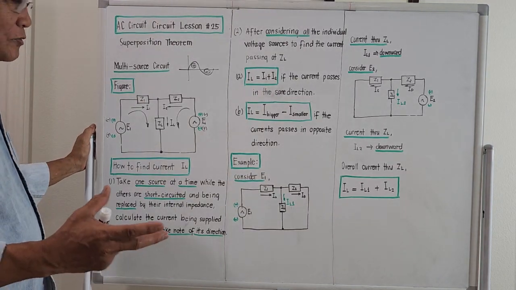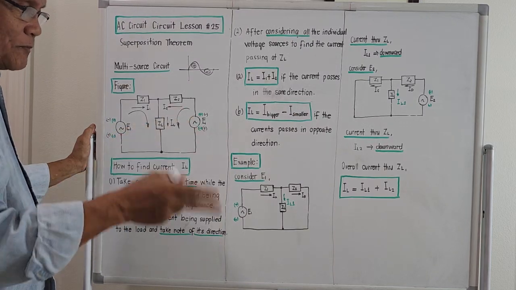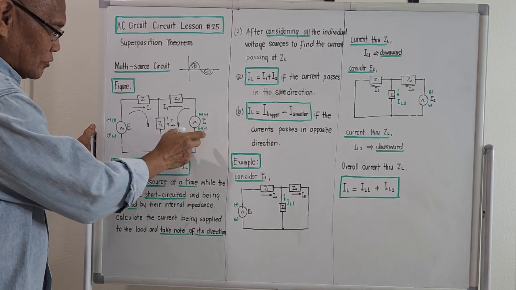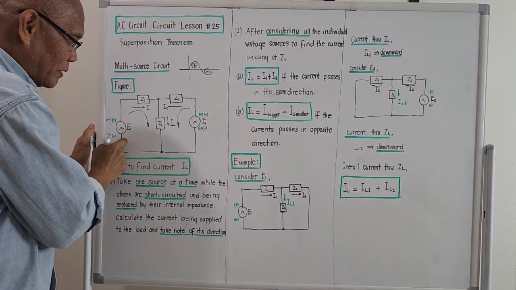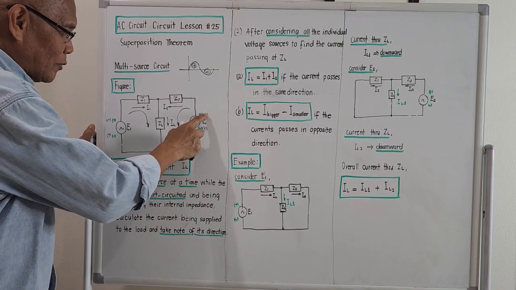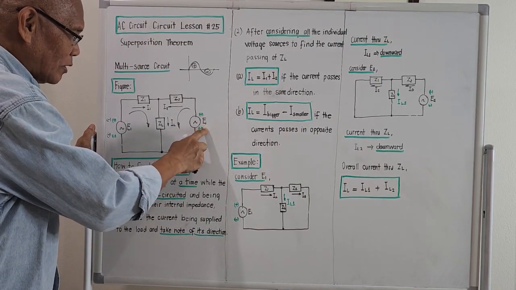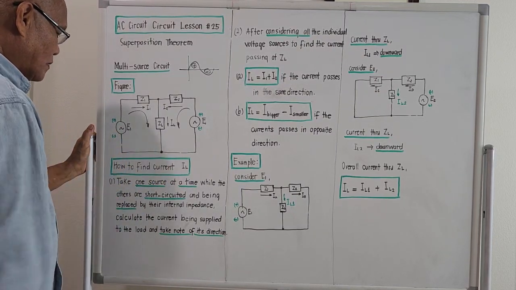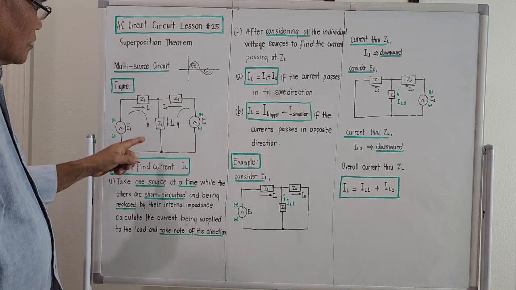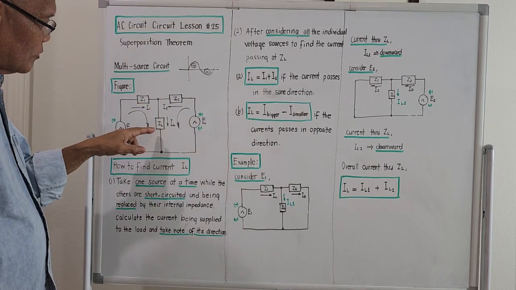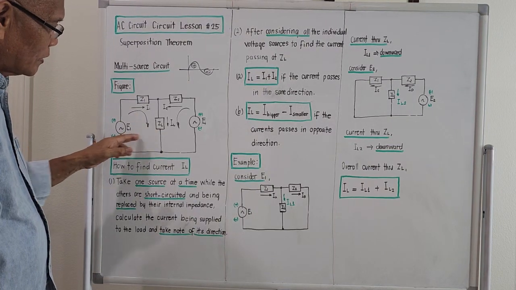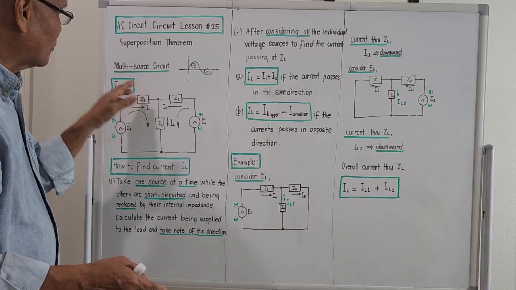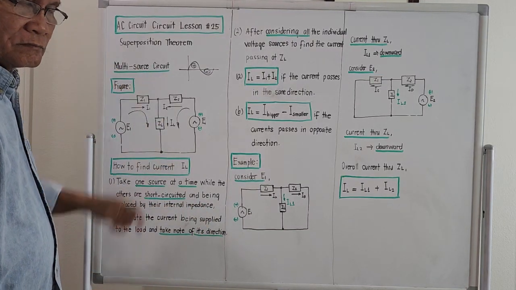Okay, let's continue. The problem is how to solve for the current passing through load CL due to alternator number 1 and alternator number 2. Okay, I will erase this one so it will look nice. The problem is asking what will be the current passing through load CL due to alternator number 1 and alternator number 2. So this superposition theorem is actually applicable for multi-source circuits.